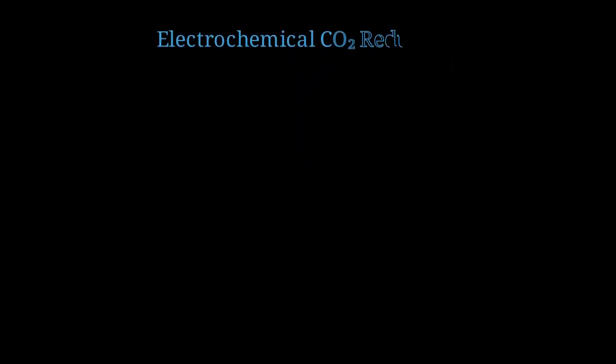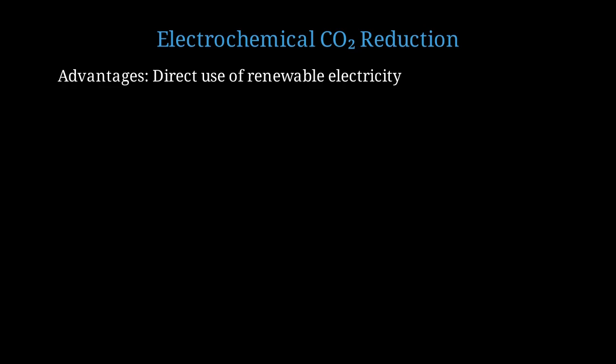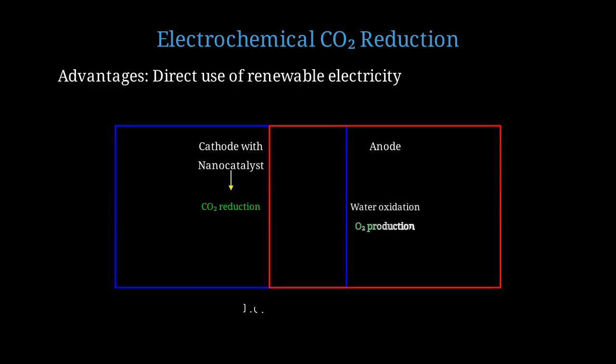Let's explore an alternative approach, electrochemical carbon dioxide reduction. Instead of using hydrogen gas, we can drive the reduction electrically using renewable electricity. The advantage here is direct use of renewable electricity from solar or wind. We can perform the reduction at ambient temperature and pressure, and we have excellent control over the reaction by adjusting the applied voltage. In an electrochemical cell, the cathode, coated with nanocatalysts, reduces carbon dioxide. The anode oxidizes water to produce oxygen. Electrons flow through an external circuit powered by renewable energy.